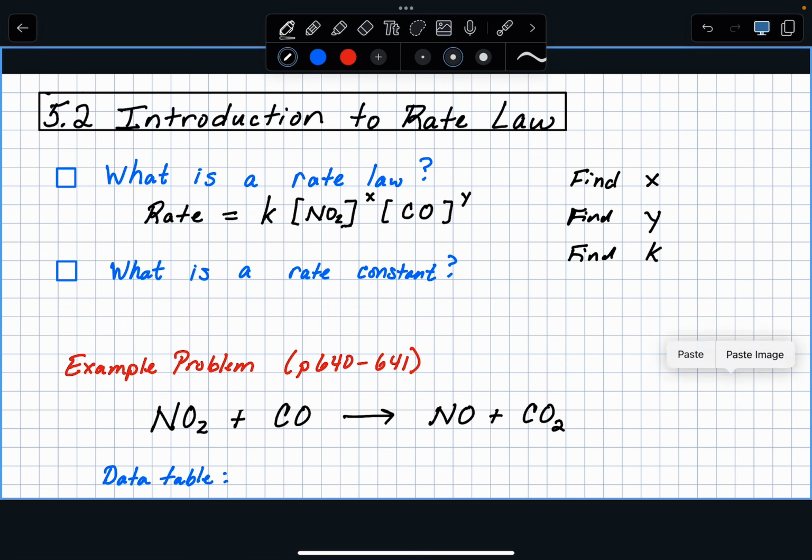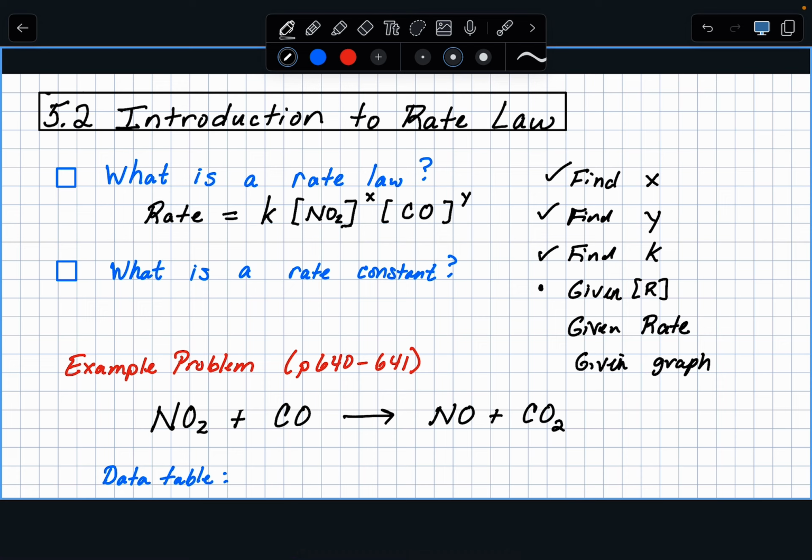and you're going to solve or find what the rate constant is. Typically, you are given the rate and you are given the concentrations. So in these problems, you're usually given the concentration of the reactants, and you're given the rates that happen. The other thing you could be given is a graph, but we're not going to talk about the graph today. So again, you have to find X, find Y, find K. Those are what you're going to solve for. And then you'll be given the reactants' concentrations. You'll be given the rate, and you might even be given a graph.